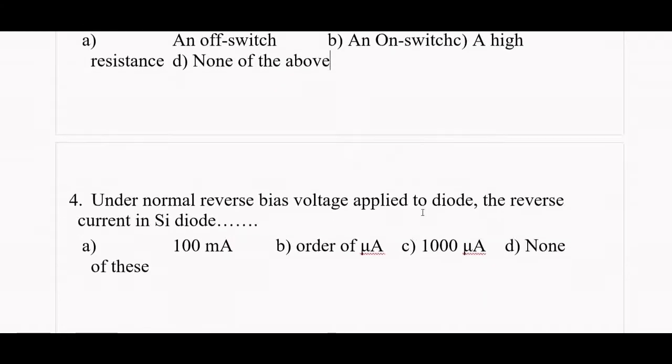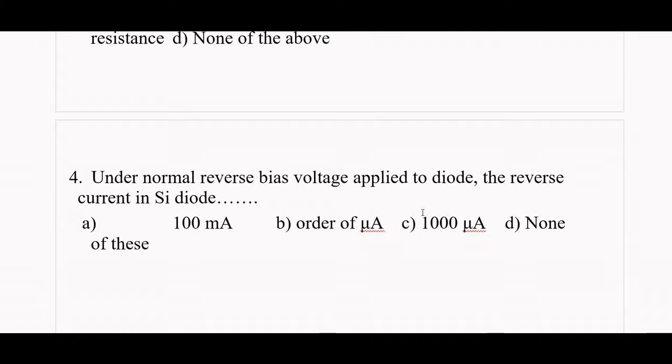Moving on to question number 4, that is, under normal reverse bias voltage applied to diode, the reverse current in silicon diode is dash. So the answer is order of microampere, because if you are considering silicon, the reverse current is very low, so it will be in the order of microampere, which is the lowest among all these four options given.